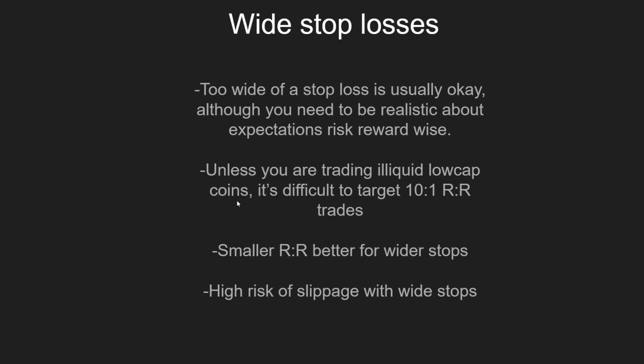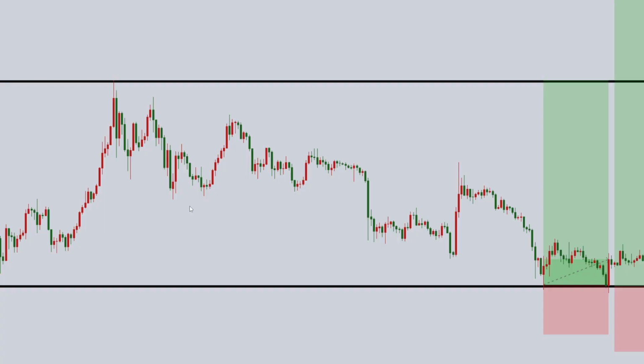Why stop losses? Too wide of a stop loss is usually okay, although you need to be realistic about expectations risk reward wise. Unless you are trading illiquid low cap coins, it's difficult to target 10-to-1 risk reward trades. Smaller risk to reward trades are better for wider stops. High risk of slippage with wide stops, especially if you trade illiquid shit coins, or quarterly futures. I love my quarterly futures. Why I love them, I will probably explain in later videos.